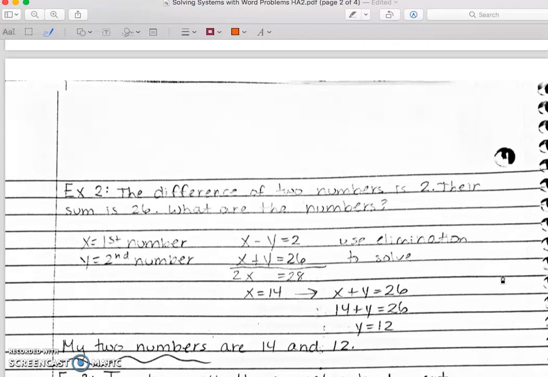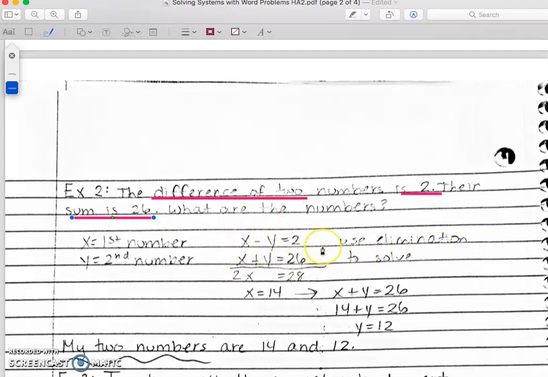So this one I'm actually kind of starting at the end. I'm starting with what are the numbers? Well, I don't know. So I'm going to use x to represent the first number and y to represent the second number. Then I need to take what I know about those 2 numbers. Specifically, I know their difference is 2. Difference is subtraction, so I take my first number minus my second number equals 2. I also know that their sum is 26. Well, sum is addition, so then I take x plus y is 26.